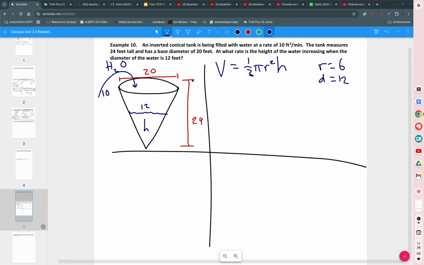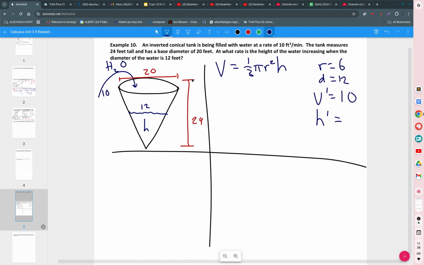The rate is being filled at 10. And we call that variable volume prime. V prime is equal to 10. Good. Excellent. Thank you. All right. We have to find the height prime. Yeah, we need to know H prime. Excellent. So we've really narrowed down what we want within this problem. We want the H prime. We're going to work towards this.